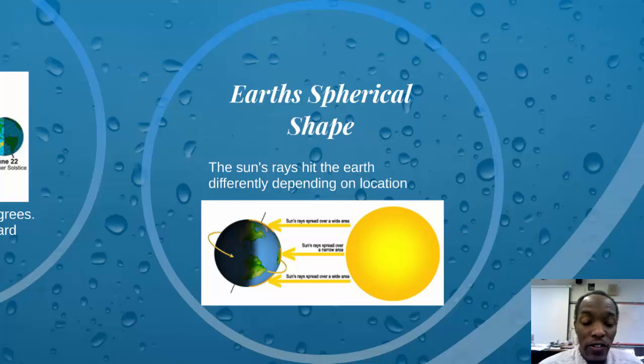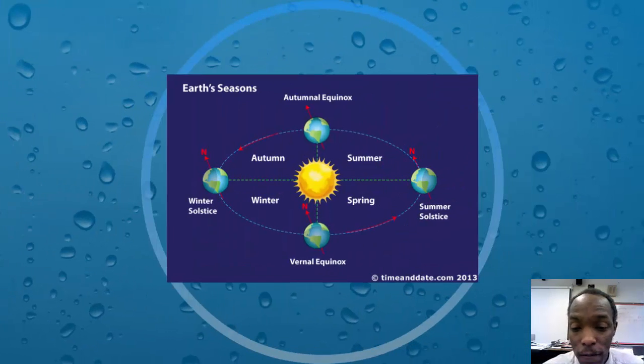The sun's rays hit the Earth differently depending on its location. So towards the equator, the temperature typically stays the same throughout the year because they're always getting that direct sunlight coming through. Whereas the northern and southern hemispheres, their light will vary depending on if the Earth is tilted toward the sun, or if the Earth is tilted away from the sun. So here we have our Earth seasons.